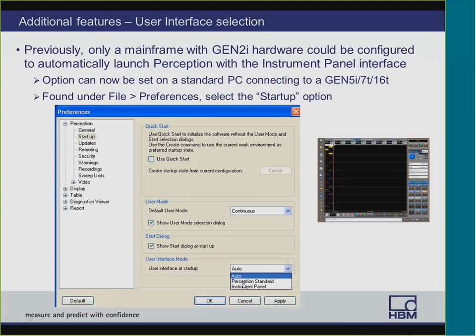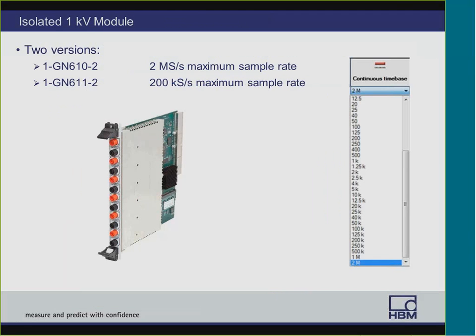We'll now move on to the new Gen Series 1KV module. There's two different versions. The GN610 has a 2 megasample per second maximum sample rate, and the GN611 has a 200 kilosample per second maximum sample rate.